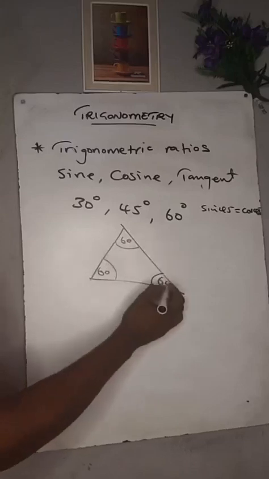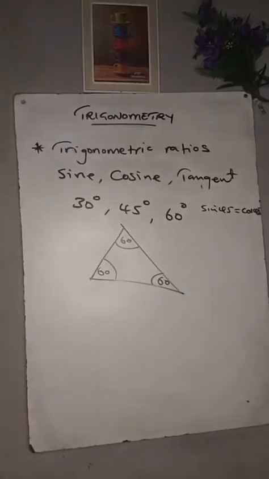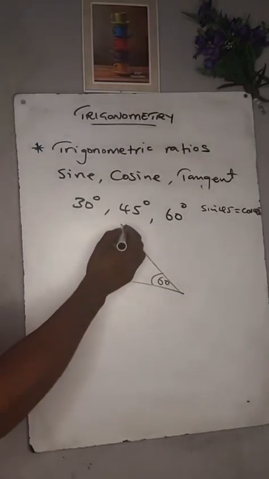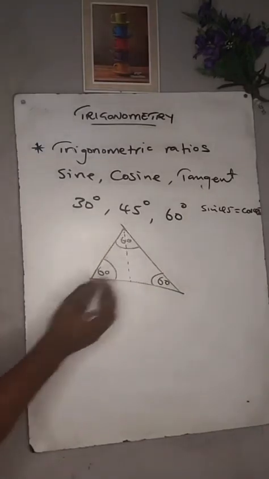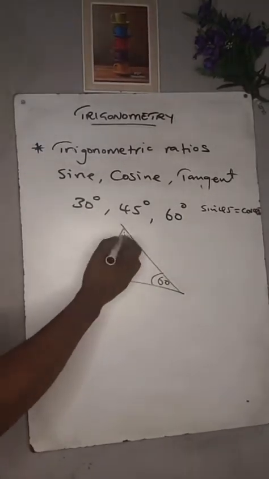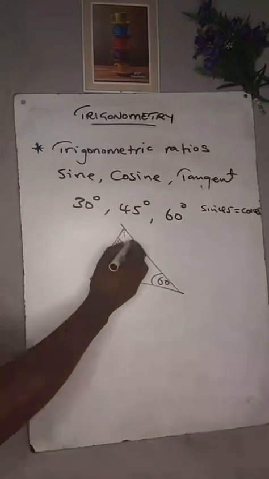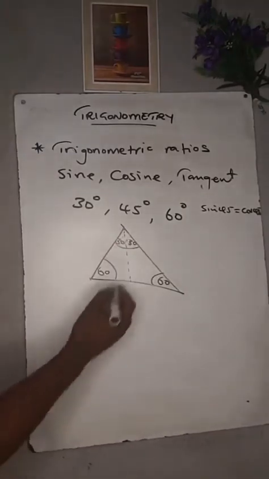We get a 60 degrees there. When we add up all the three, we get 180. Now, we're talking about 30, 60. So we can split this one in half. So now what we have is a 30 here and another 30 there. Now we have right angles there.